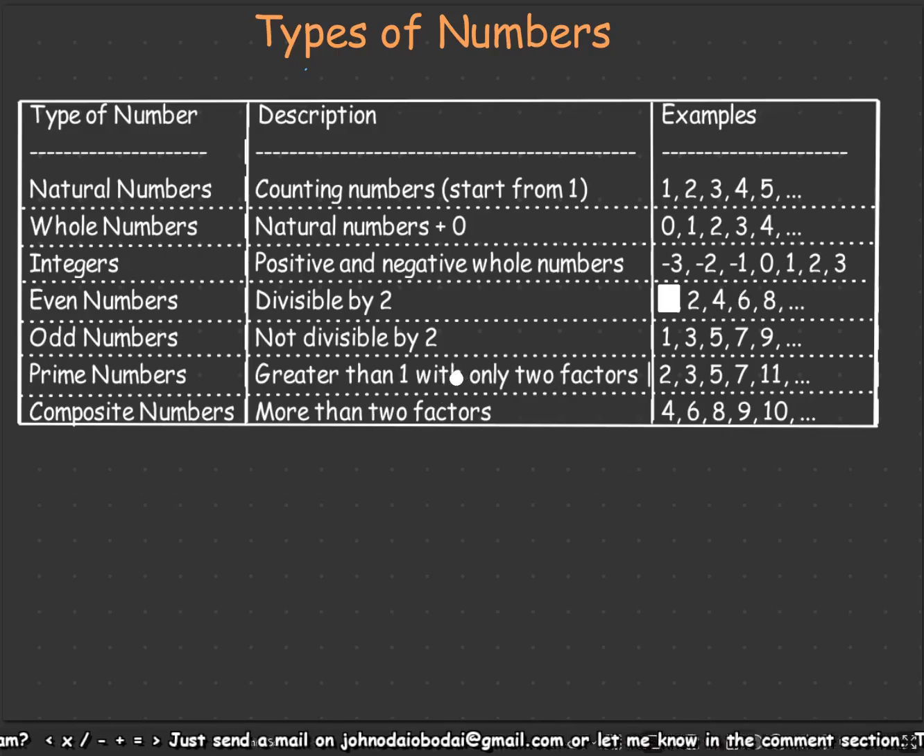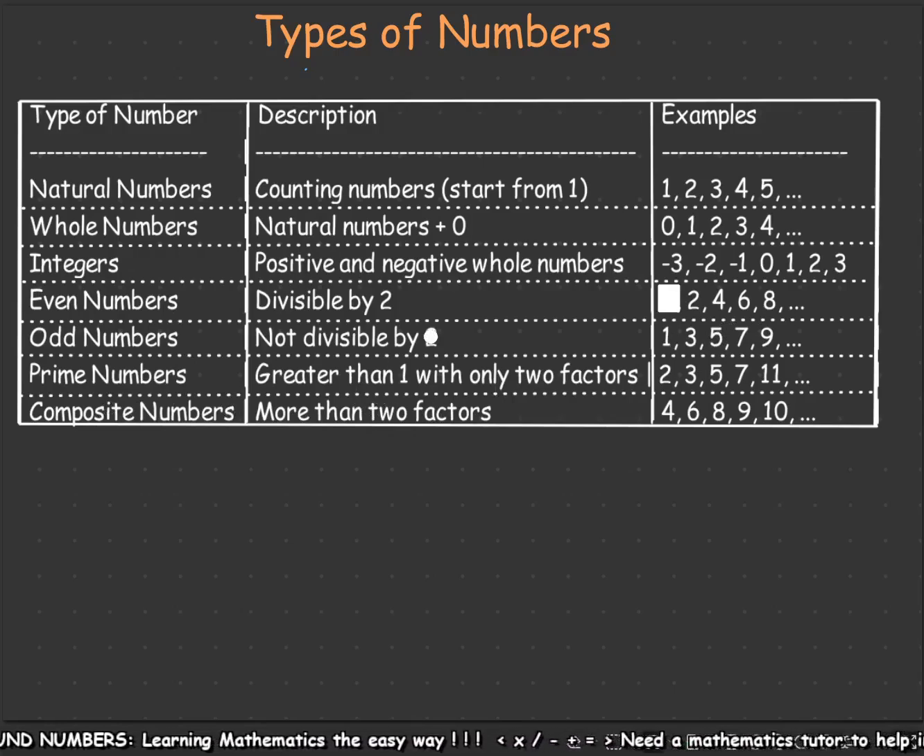Then the numbers that are not divisible by 2, we call them odd numbers. Odd numbers are those that are not divisible, or if you divide by 2, you would always get a remainder. So the likes of 1, 3, 5, all these ones, if you divide them by 2, there will be a remainder of 1.